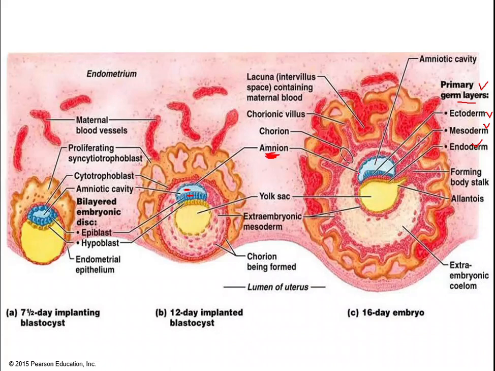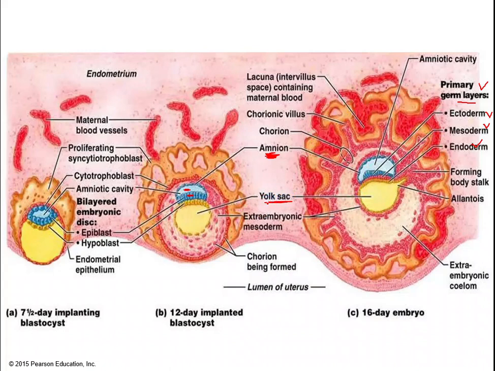So here it is. At the 16th day of that embryo, there it is, the amnion will continue to grow. Eventually it will envelop the embryo. Next, we have the yolk sac. Remember I said that the yolk sac was developed from the blastocyst cavity. So we started off with the blastocyst and it gave rise to the yolk sac. We call it the primitive yolk sac.